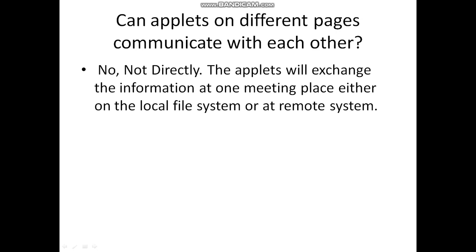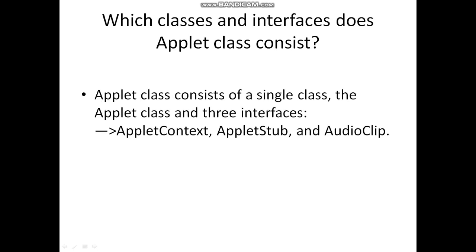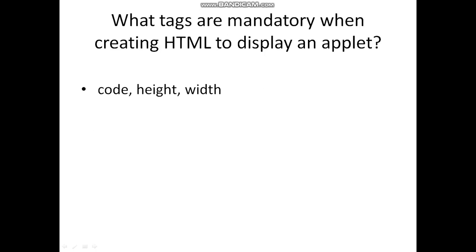Can applets on different pages communicate with each other? No, not directly. The applets will exchange the information at one meeting place, either on the local file system or at the remote system. Which classes and interfaces does the applet package consist of? It consists of a single class and three interfaces: AppletContext, AppletStub, and AudioClip. What tags are mandatory while creating HTML to display an applet? They are code, height, and width.